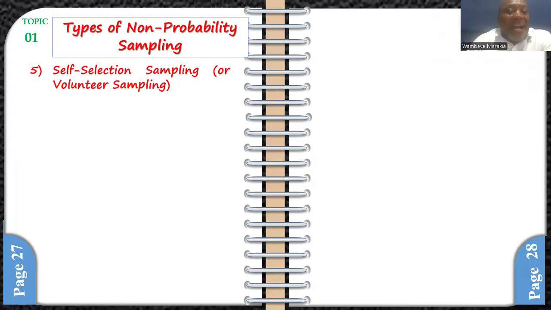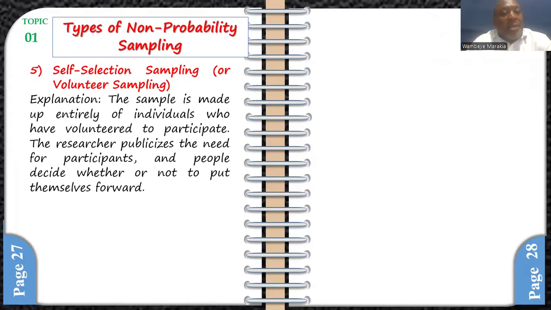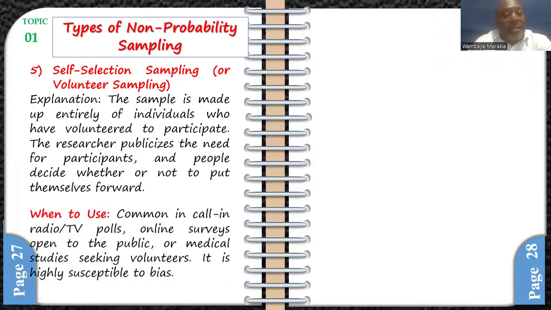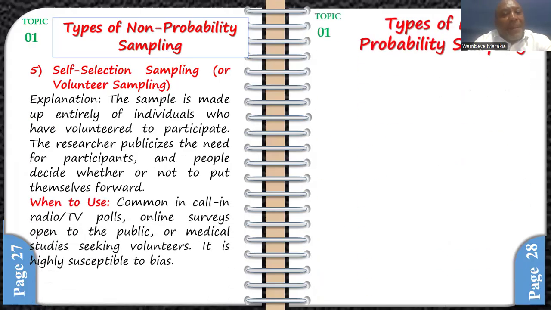Finally, we have self-selection sampling, or volunteer sampling. The sample is made up of individuals who have volunteered to participate. The researcher publishes the need for participants, and the people decide whether or not to put themselves forward.